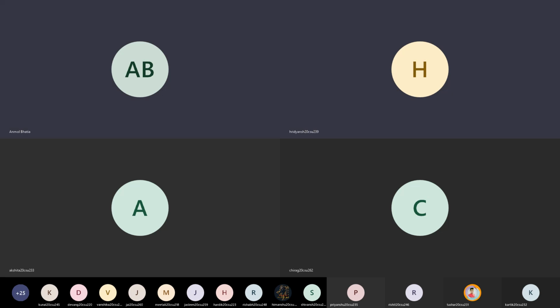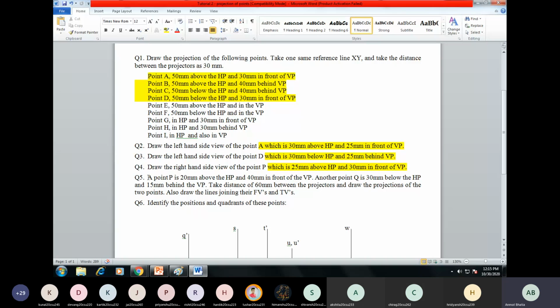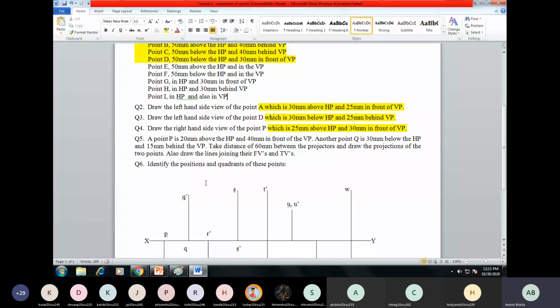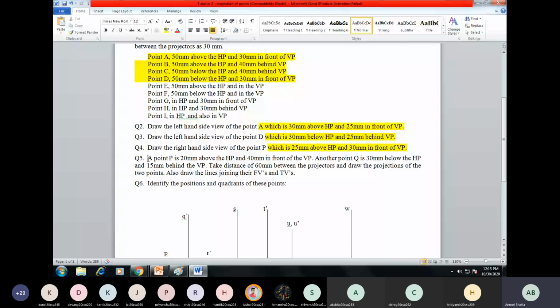Okay. So we continue now. We will continue with the sheet and we'll start question number 5 now. Then we will be left with the similar type of questions. These are the similar type of question, and question 6 is an identification type question. Okay. So I'll highlight this.